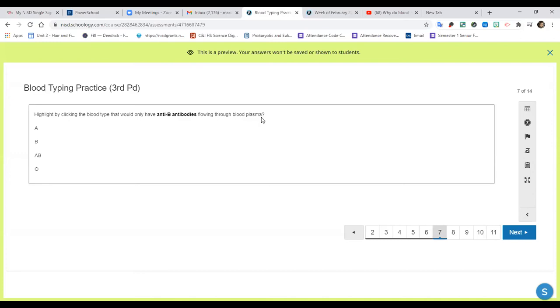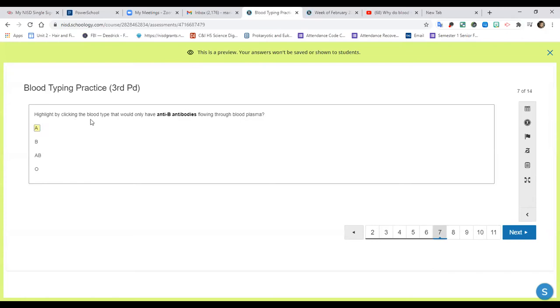So it's usually the opposite. It is the opposite. It is against the B. Why? Because it has to be a what? It has to be an A for sure.